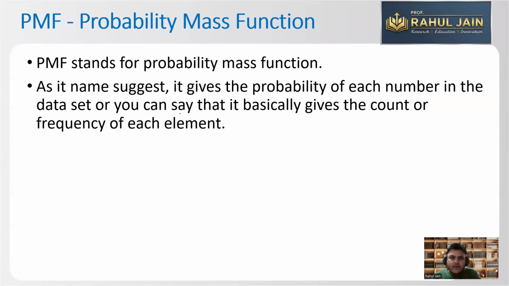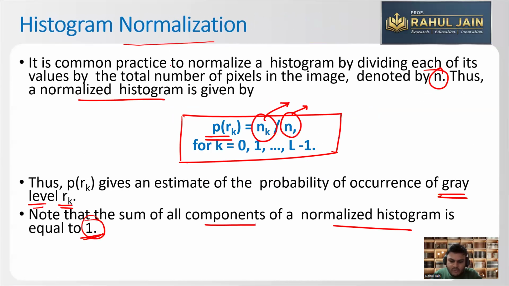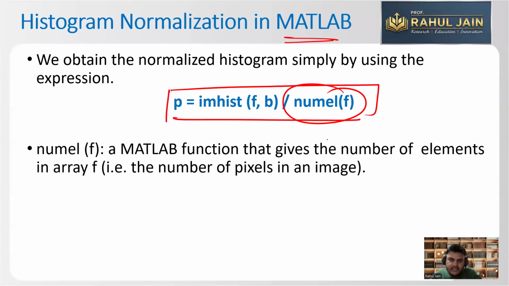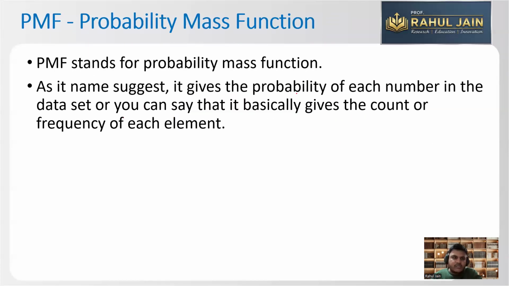Now, it's all about the probability mass function that we are talking about, the normalization. In this formula, the stepping stone and core concept lies under the PMF, that is, the probability mass function. As the name suggests, it gives the probability of each number in the data set, or you can say it basically gives the count or frequency of each element.